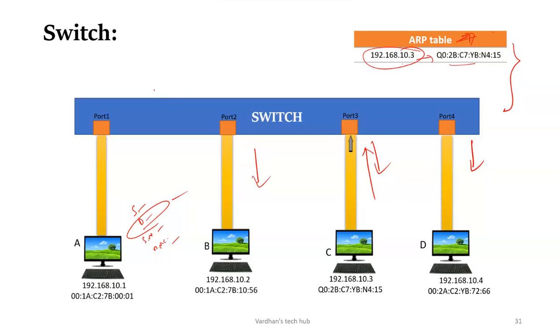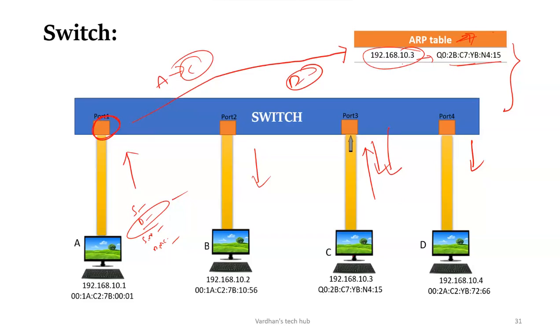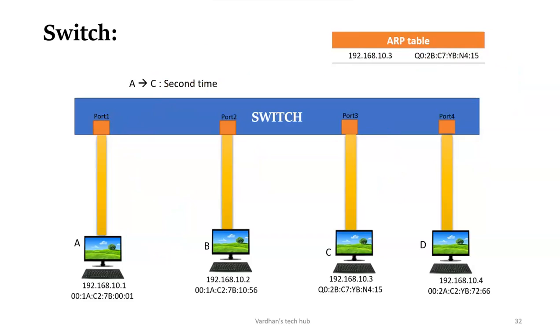For the second time, A to C communication is happening again. Once the traffic reaches port 1, the switch checks the ARP table information. The destination IP is this one, so do you have its MAC address? Here it's available for the second time, so it sends directly to computer C only. We have the ARP table information because the first time it captured that information. So now, when A sends information to C a second time, it goes directly to C and is not sent to other devices.